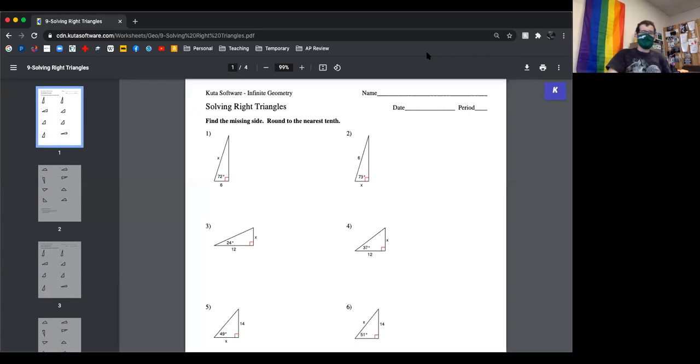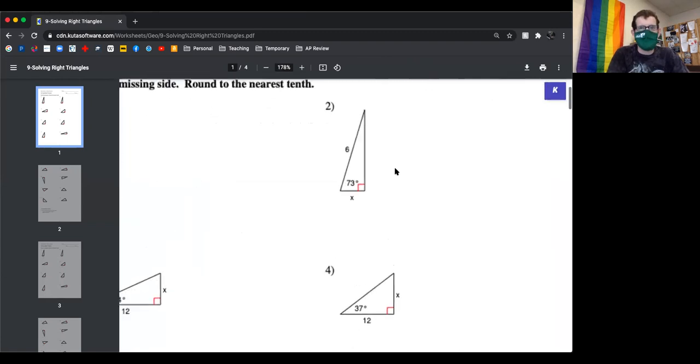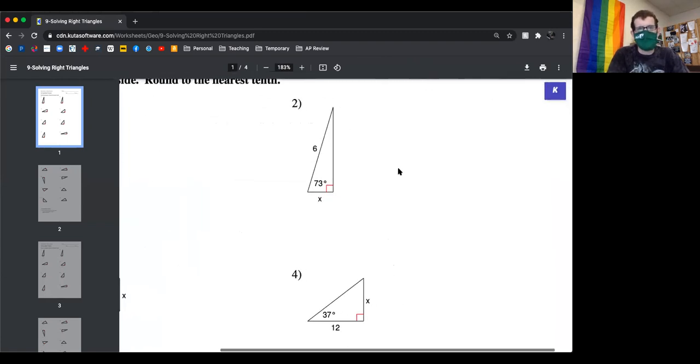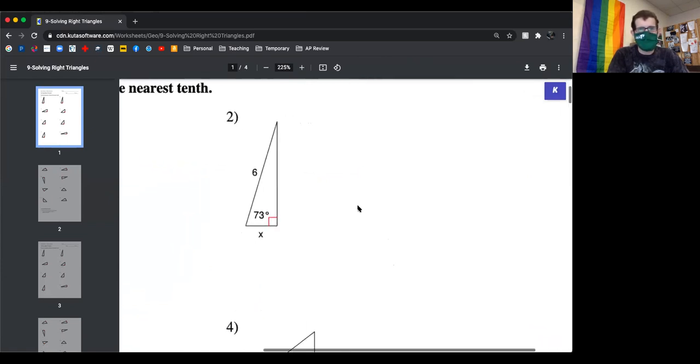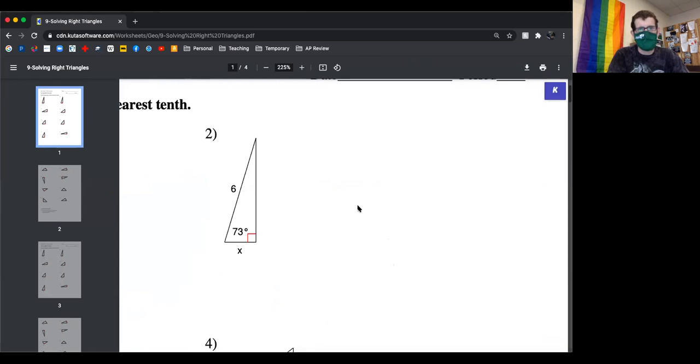Okay, so since Delta Math isn't working, the same basic types of problems are right here. And these are already set, but what you're going to find is you'll get a random triangle with certain measurements already given, and you're going to solve for one of the missing sides. So let's just look at problem number 2 to begin with. And we've already done this, so it's not going to be completely new for you.